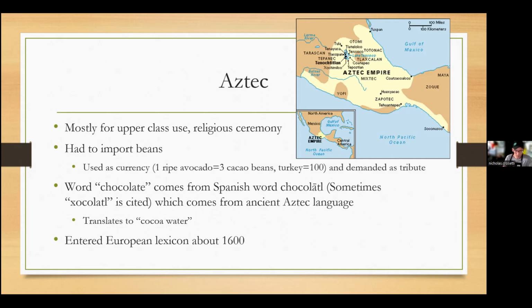The word chocolate comes from the Aztec word xochitl, which translated to chocotil, and literally just meant cocoa water. It was just this drink that the Spanish explorers encountered when they came upon the Aztecs, and they coined this term and brought it back to Europe in and around the 1600s.